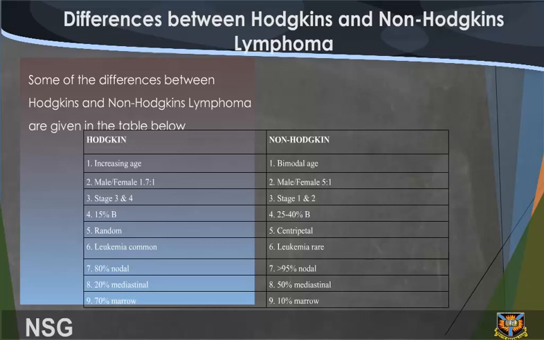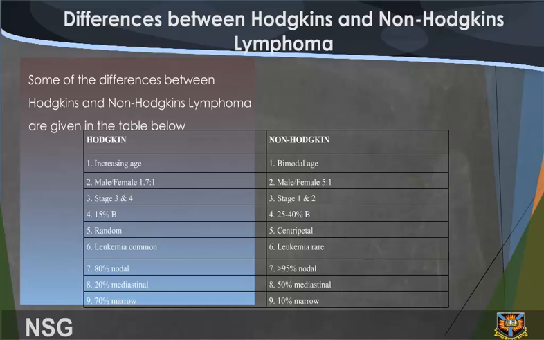Differences between Hodgkin's and non-Hodgkin's lymphoma. Some of the differences between Hodgkin's and non-Hodgkin's lymphoma are given in the table below. Hodgkin: 1. Increasing age. 2. Male-female ratio 1.7:1. 3. Stage 3 and 4. 4. 15% B symptoms. 5. Random spread. 6. Leukemia common. 7. 80% nodal. 8. 20% mediastinal. 9. 70% marrow.